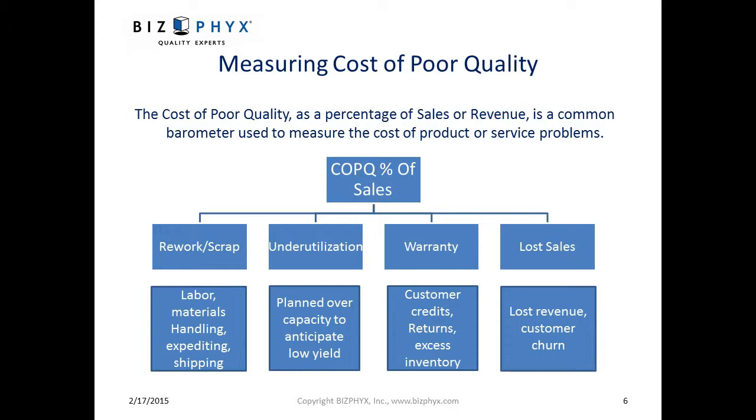The boxes in this slide are examples of some internal and external failure costs that may be measurable and shown in this way. Of course, some of the hidden costs, like lost sales or excess capacity, may be more difficult to quantify, but there are some ways to estimate those.